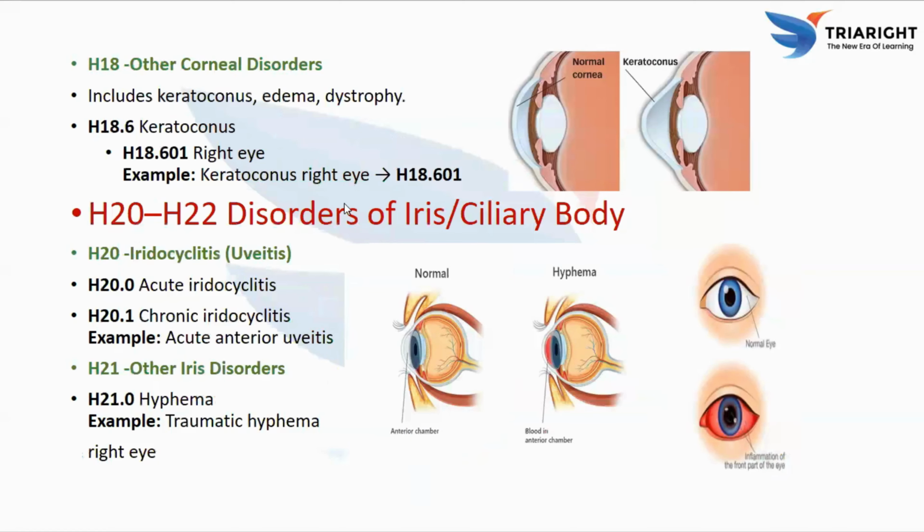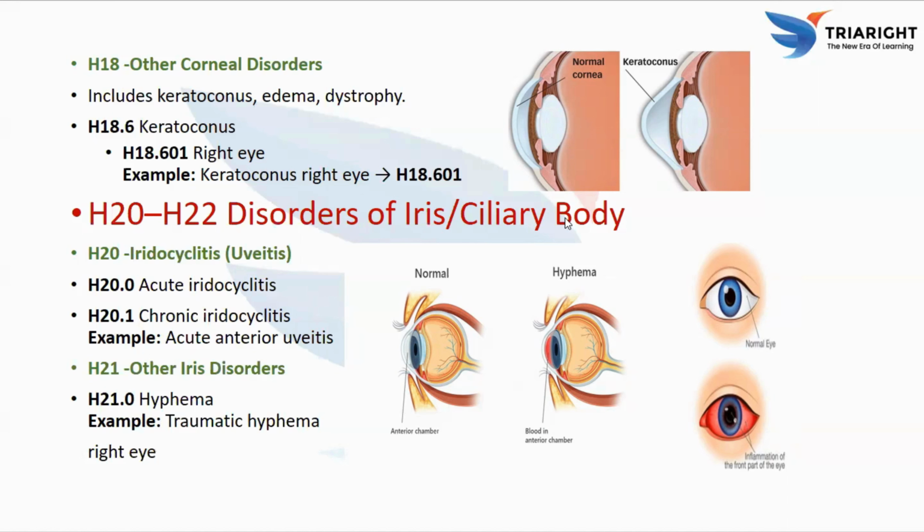So next, coming to H18 for other corneal disorders. This explains the two major regions of the ICD-10 eye diseases: one is H18, the other corneal disorders, and H22, disorders of iris or ciliary body. So H18 category includes keratoconus, corneal edema, and corneal dystrophy.